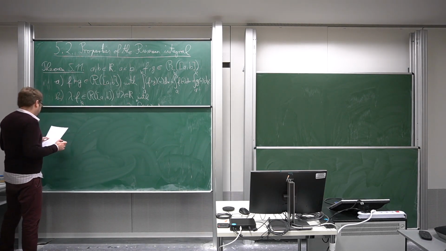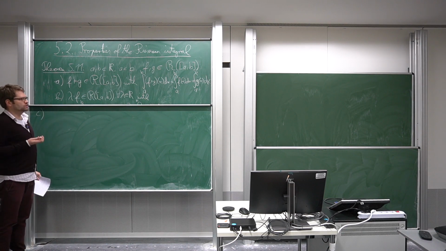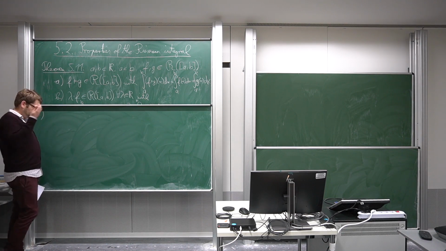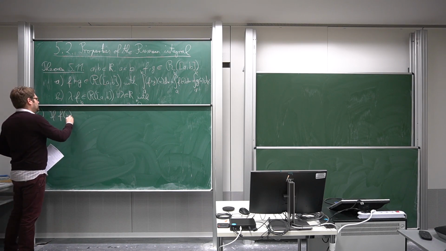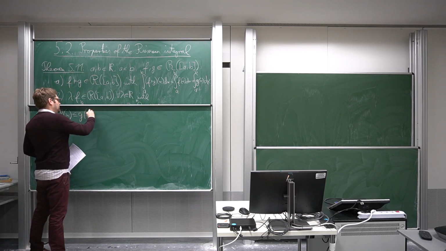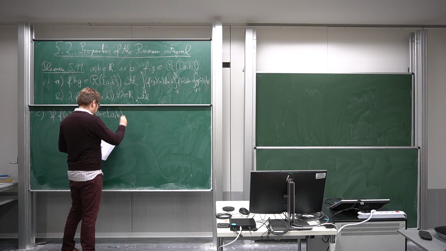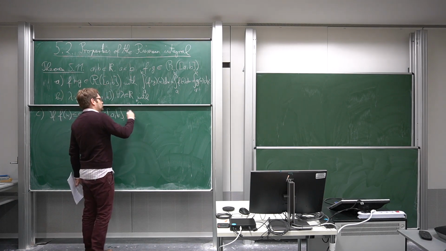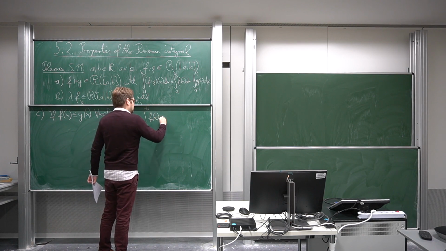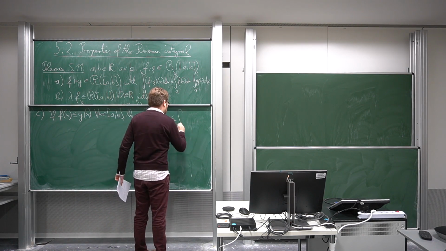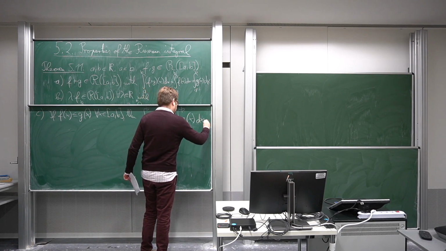Okay, next thing, and this is also something that makes sense intuitively when you think that the integral is somehow measuring the surface below a graph. Namely, if f of x is smaller than or equal to g of x for all x in the domain [a, b], then the integral from a to b of f of x dx is smaller than or equal to the integral from a to b of g of x dx.